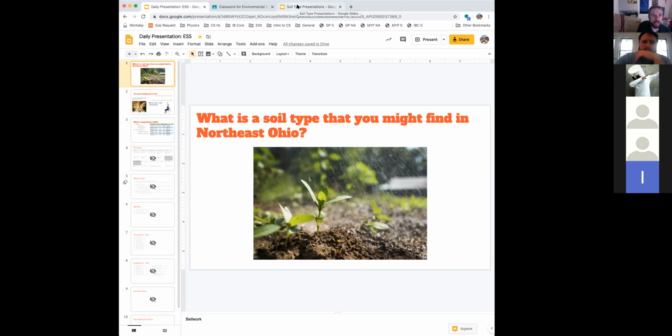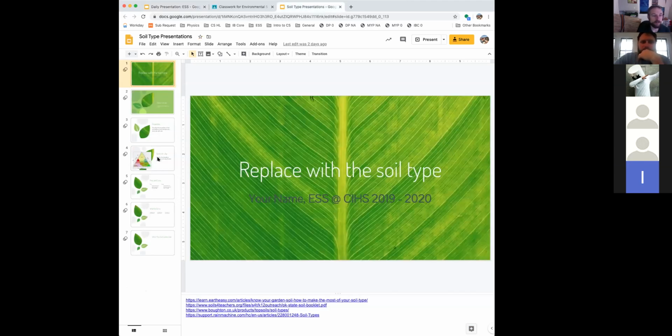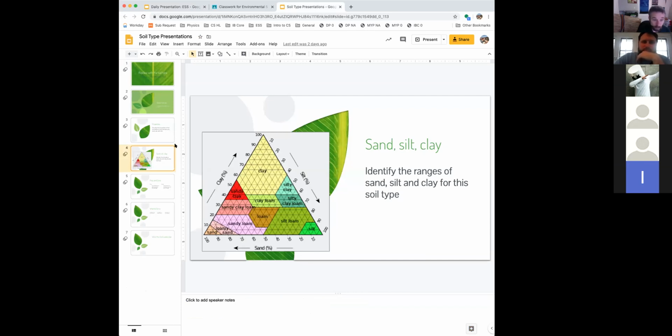Yeah, definitely a lot of sandy loam around here. That's usually a treated soil around here. You often find a lot of clay loam as well.